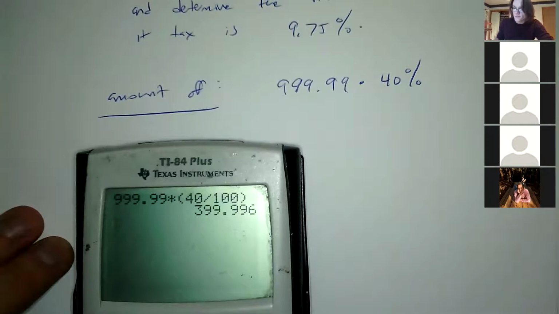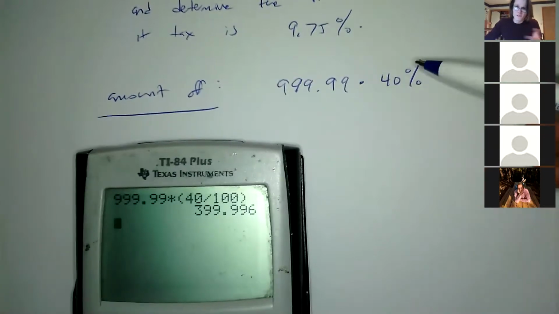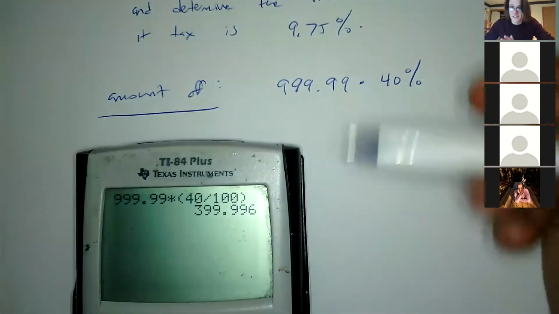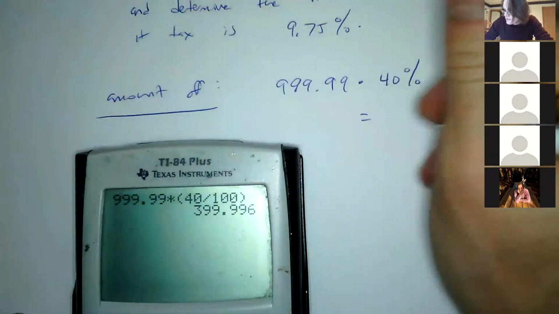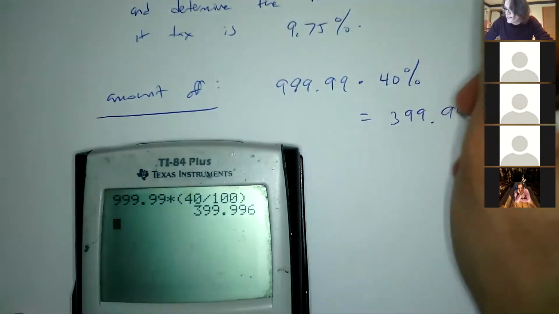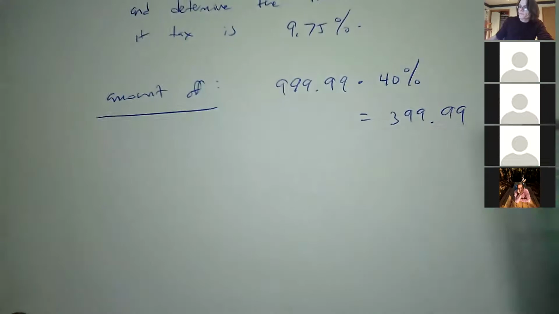So that's a decent amount of money. And that makes sense, actually, right? This is about $1,000. 40% of $1,000 is $400. It's about $400. So it's a huge discount. $399.99. We don't usually talk about fractional parts of pennies unless we're at a gas station for some reason. I don't know why that's a thing. So that's the amount off.